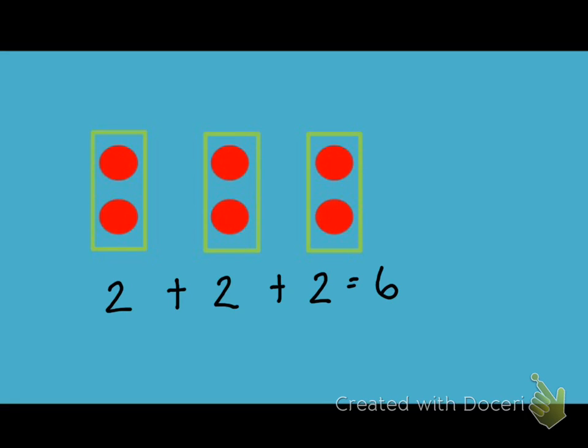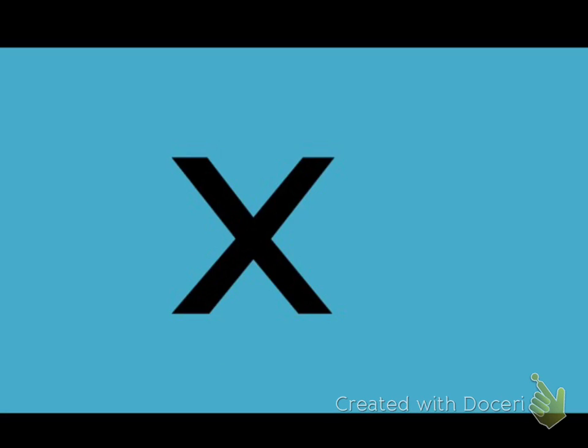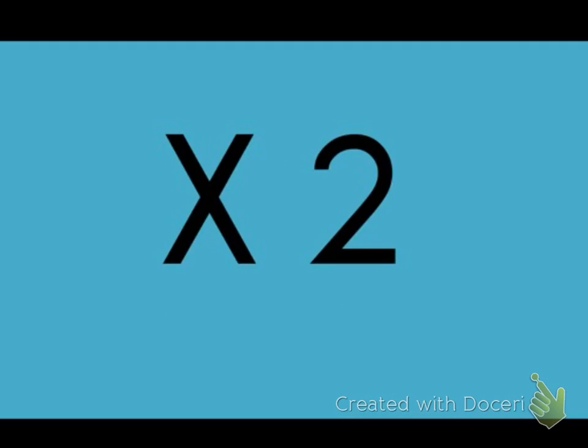But a quicker way to put the Smarties together, you can say, I have 3 groups of 2 Smarties. 2 times 3 will give you 6. Remember, this sign means times, and it shows that you are multiplying. This week, we are going to look at multiplying with 2.